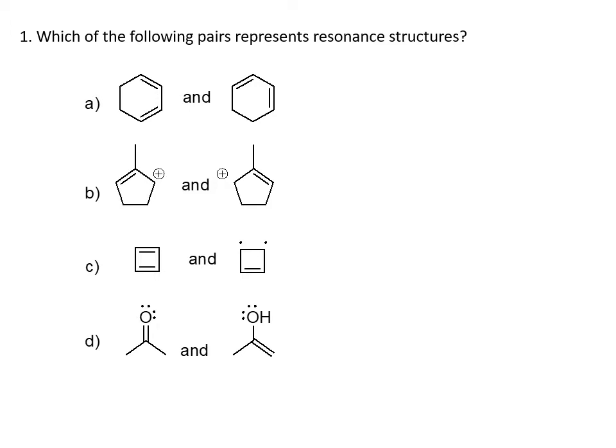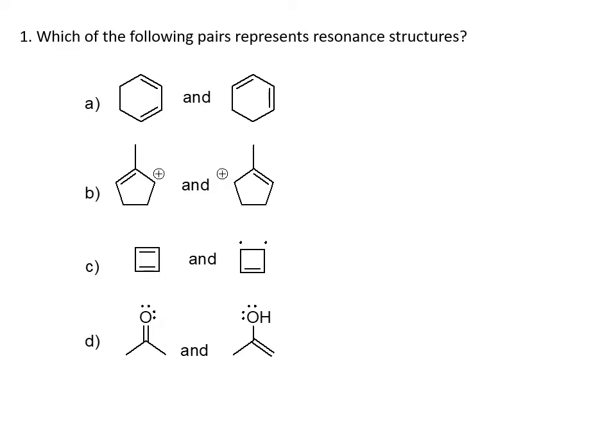Second, B, those are actually a pair of resonance structures, because if you use a curved arrow and move a double bond, you go from one allylic carbocation to another. C, those are not a pair of resonance structures because the number of unpaired electrons is not the same. One double bond has been split into two unpaired electrons. So those are not resonance structures. The number of unpaired electrons in two resonance structures should be the same.